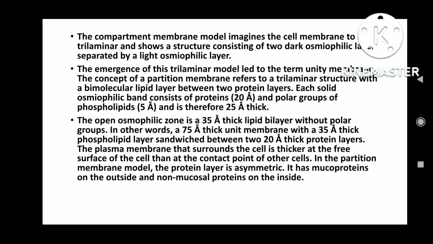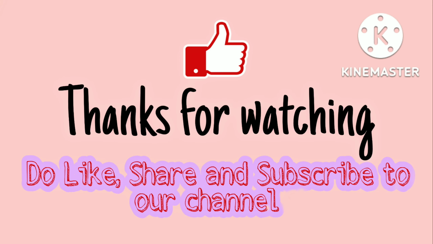The plasma membrane surrounding the cell is thicker at the free surfaces of the cell than where it is in contact with other cells. In the unit membrane model, the protein layers are asymmetrical. On the outer surface, it is mucoprotein, while on the inner surface, it is non-mucoid protein.